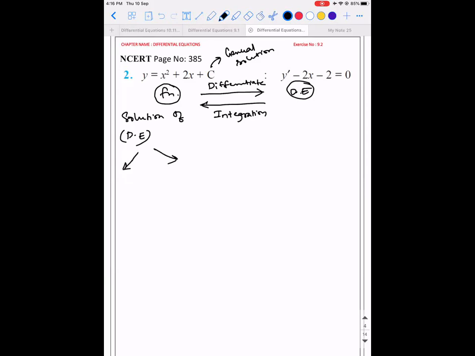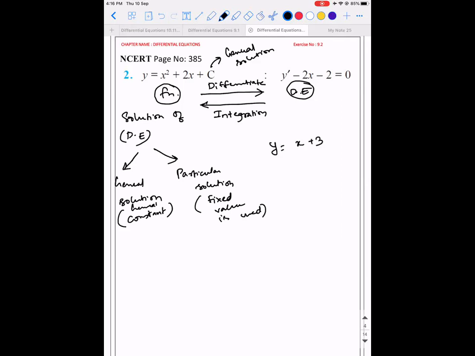So the solutions of a differential equation are classified into two types. One is called the general solution and the second is called the particular solution. In the general solution, a general constant is used. In the particular solution, a fixed value is used. If I give you a function y is equal to x plus 3 as a solution of a differential equation and ask whether it is a particular solution or a general solution, what will you say? Particular. It is a particular solution because 3 is a fixed number. Whereas if I give the same as y is equal to x plus c, then it will become a general solution. So in this question, they have given you the general solution of this differential equation.